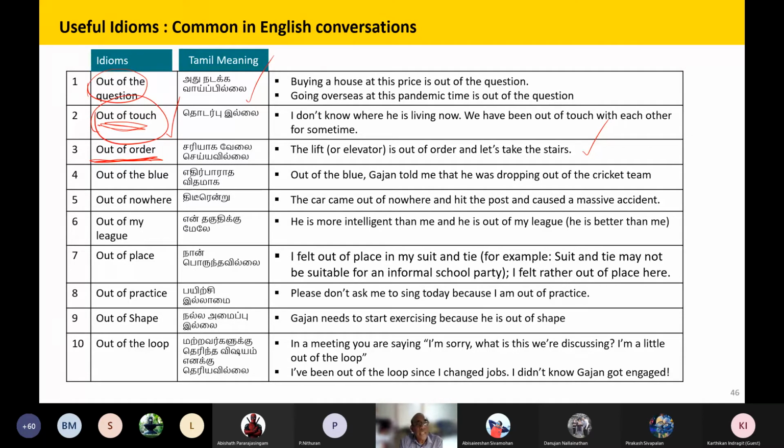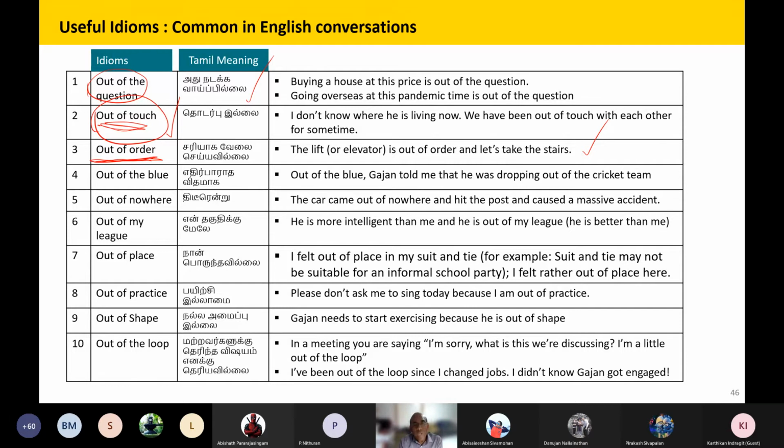So we can use it for apps also, sir? If WhatsApp is not working. My friend invented an app for editing pictures, but now it's out of order. Can't be installed. Yeah, but that's also not right. You will say it's not available, or it's no longer available. Not out of order. Out of order is something not working.